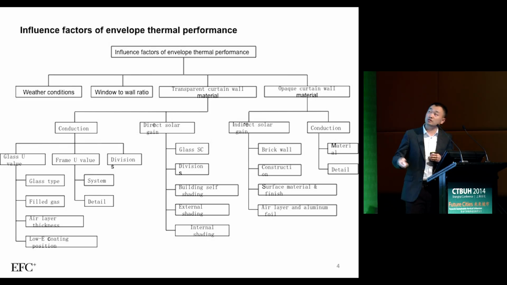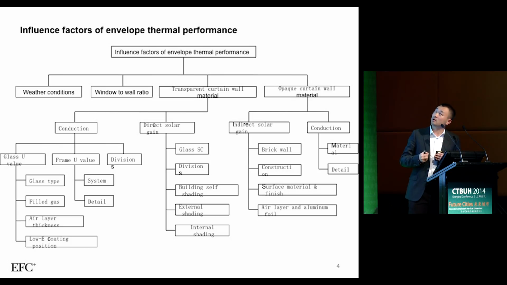For passive design, we divide the aspects into four different ways. One is the weather condition, and the other one is window wall ratio. For transparent curtain wall material, we have many different factors, and for opaque curtain wall, we have some other different factors to analyze.